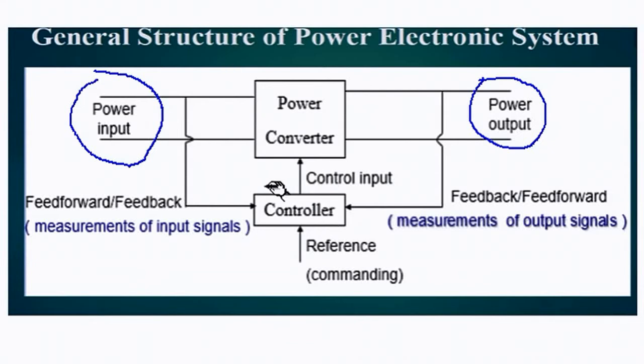There is one more important block, which is known as the controller. This is the heart of the power electronic system. It gets the feedback from power output and power input, processes the feedback signals and gives a triggering signal to the power converter based upon the feedback signal, to get the desired power output.